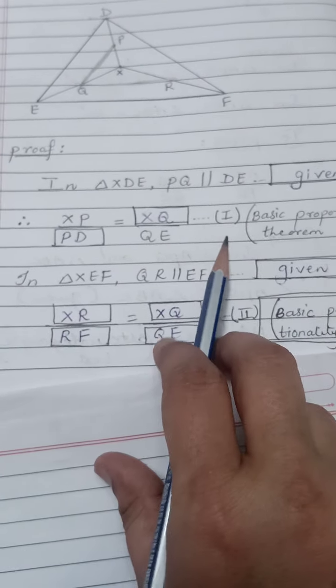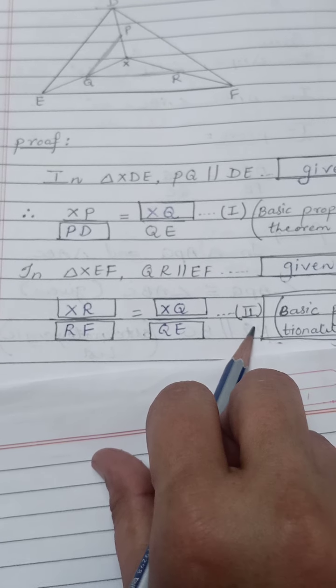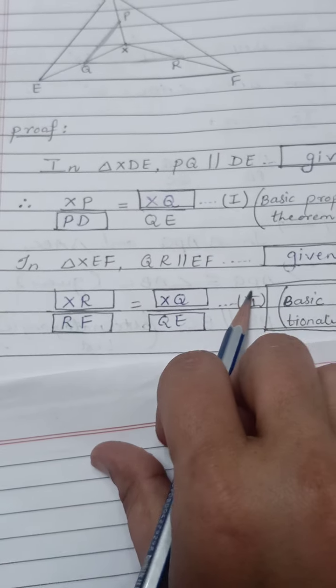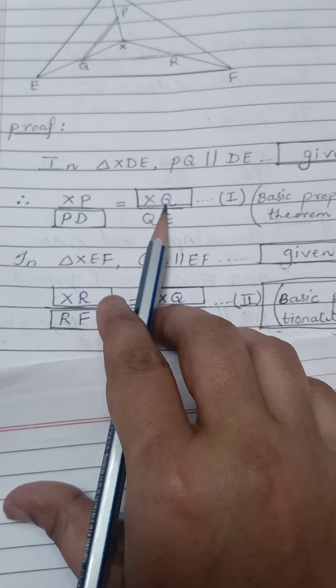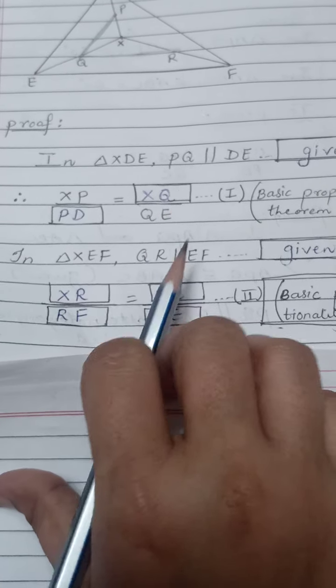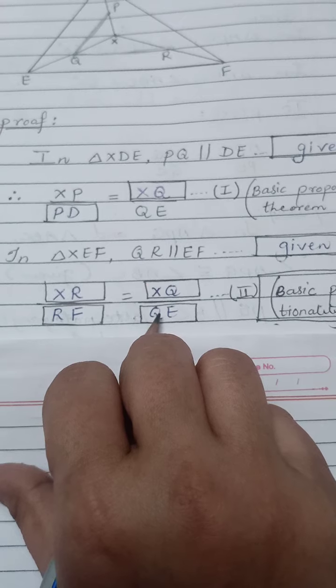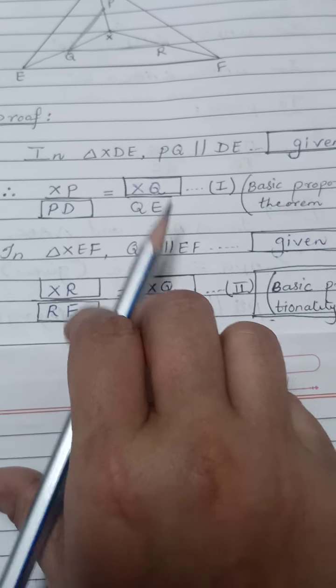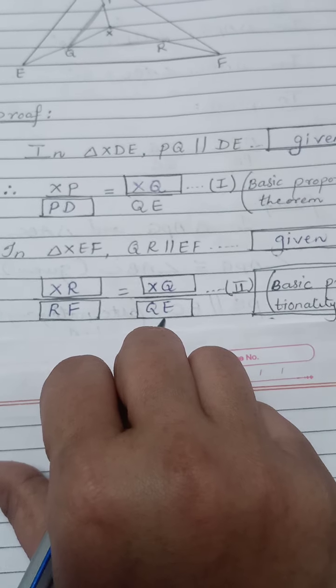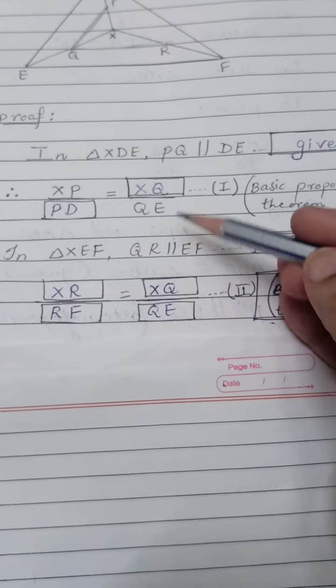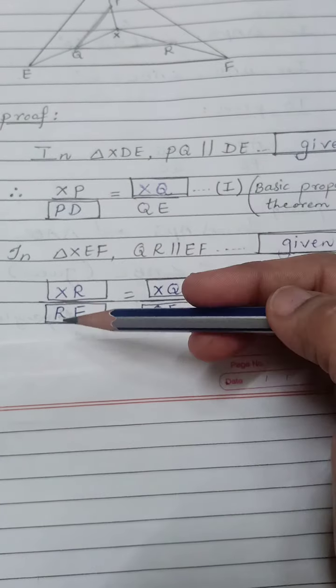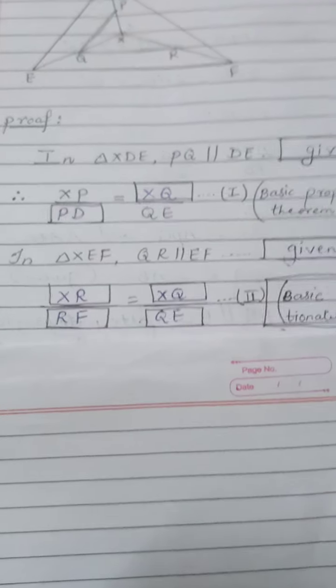Now it is equation number 1 and it is equation number 2. Whenever we compare these two equations, this is the left hand side and this is the right hand side. Whenever you observe the right hand side of both the equations, see here, XQ upon QE, XQ upon QE. Right hand sides are equal. Whenever two equations have their right hand side equal, their left hand side will also become equal.